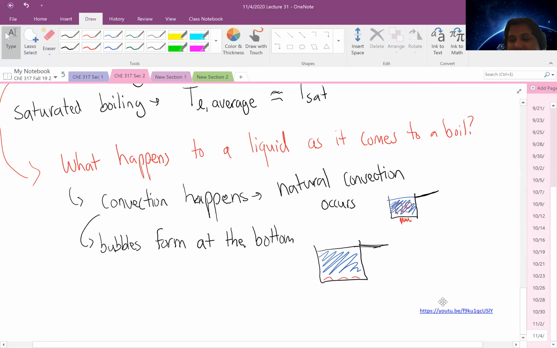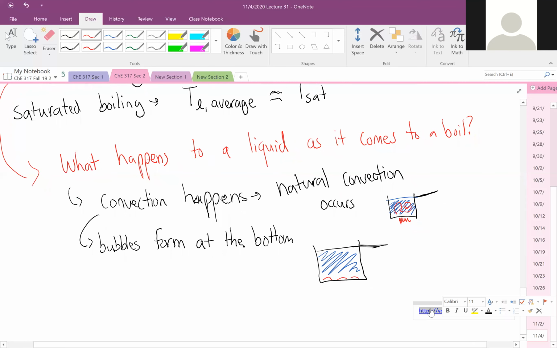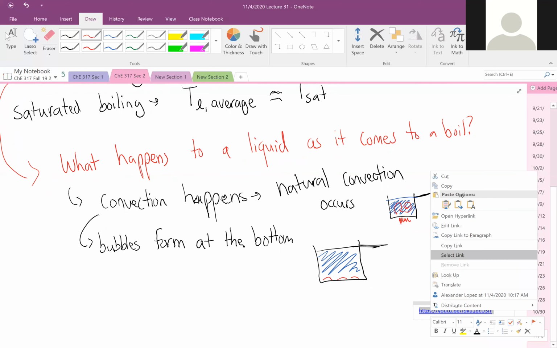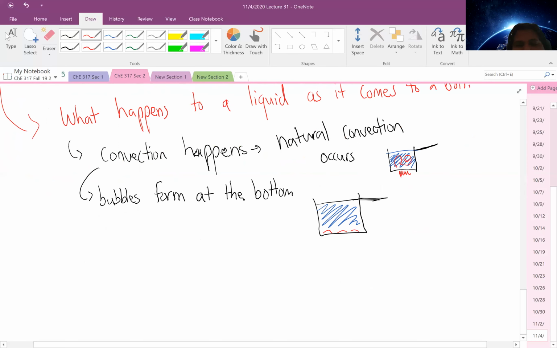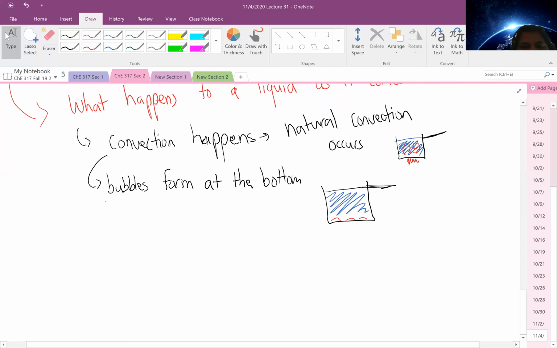I have no idea why a sudden YouTube link showed up. As they grow, they begin to rise. Or once they reach a certain size, they begin to rise. So the bubbles form. What happens to them initially? Do they rise or do they just hang out? They hang out at the bottom. Hang out until they're big enough, right?